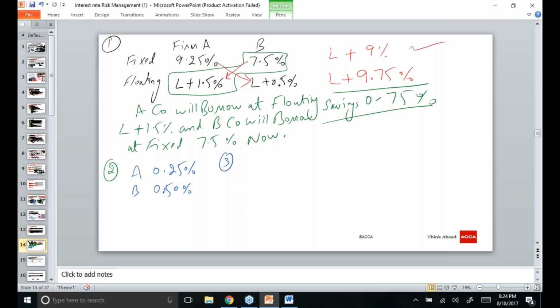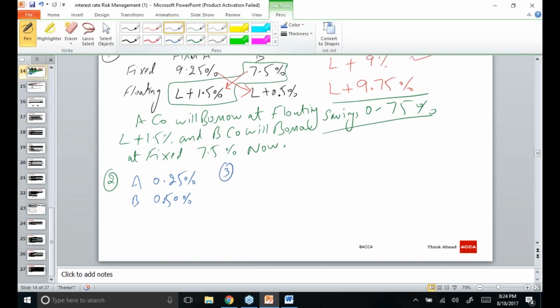Third step will be to calculate the net savings. And that will be to deduct the swap fee agent from these savings. So deduct 0.1% from both of these values. So it will be 0.15% and 0.4%.